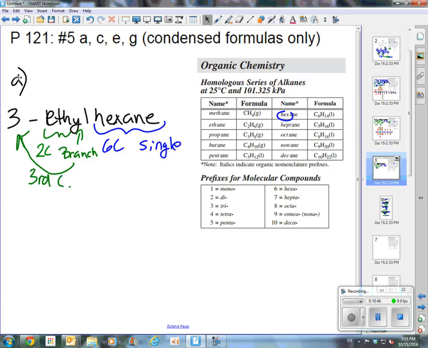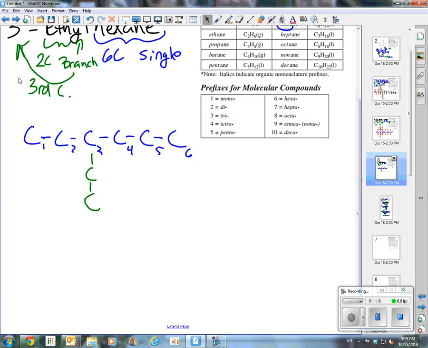So I'm going to start out by drawing my parent chain. 1, 2, 3, 4, 5, 6 carbons. All right, and then I can number these, 1, 2, 3, 4, 5, 6, and then I'm going to put in my branch. My branch is on the 3rd carbon, and my branch has 2 carbons on it. So now if I was to draw this out as a condensed formula, this particular carbon would need 3, and then 2, 1, and I could fill in ticks here for each of my hydrogens.